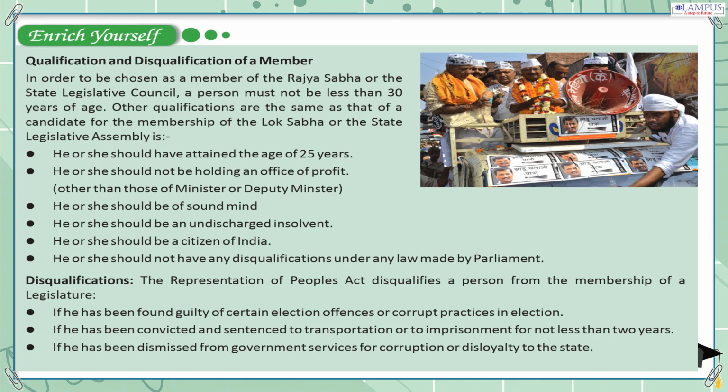Disqualifications. The Representation of People's Act disqualifies a person from the membership of a legislature if he has been found guilty of certain election offences or corrupt practices in election. If he has been convicted and sentenced to transportation or to imprisonment for not less than 2 years. If he has been dismissed from government services for corruption or disloyalty to the state.